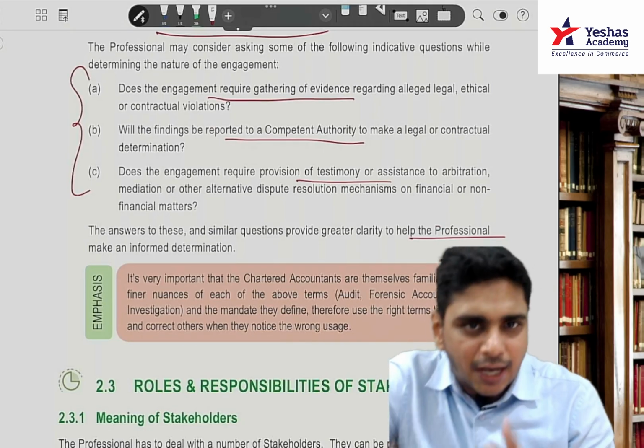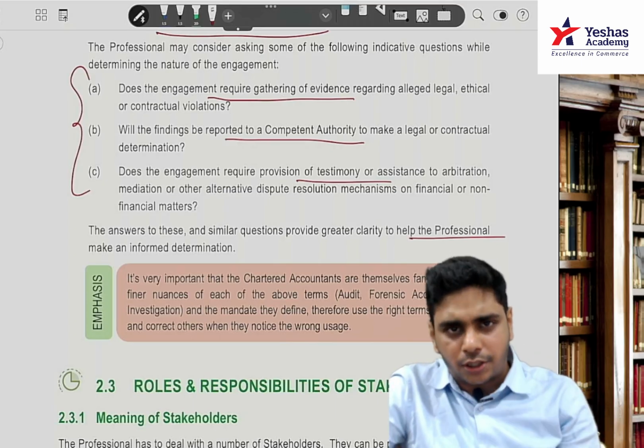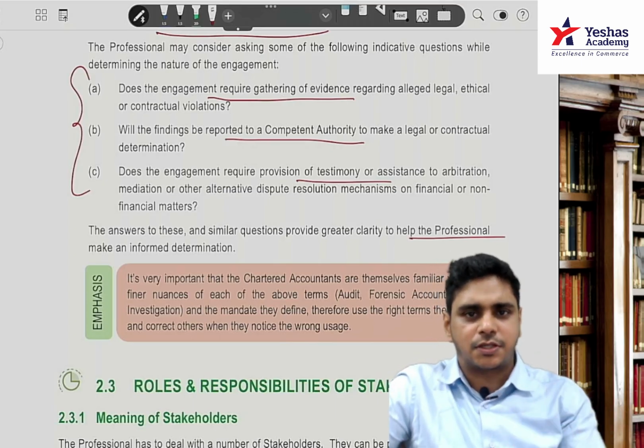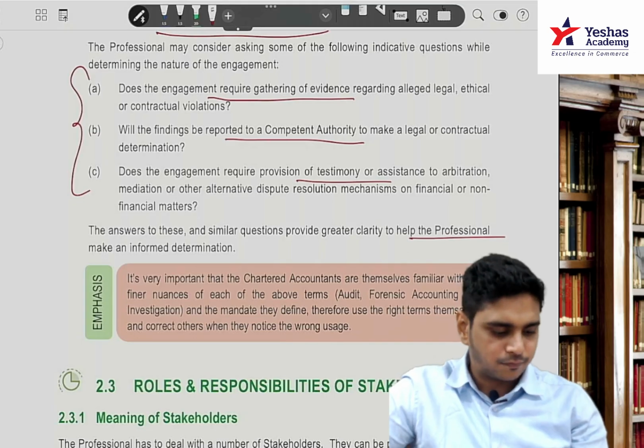To decide whether it is a forensic engagement or not, these three are the questions. Does the engagement require gathering of evidence? Will the findings be reported to an authority? Does the engagement require any provision of testimony or assistance? So, mark whatever I have marked.